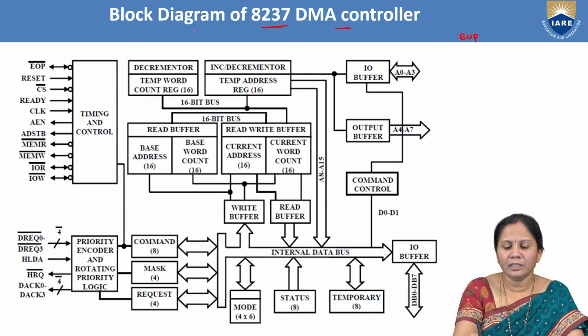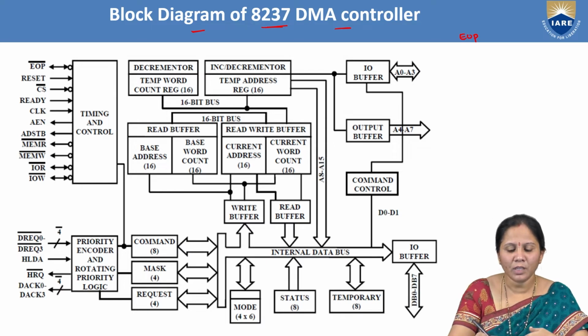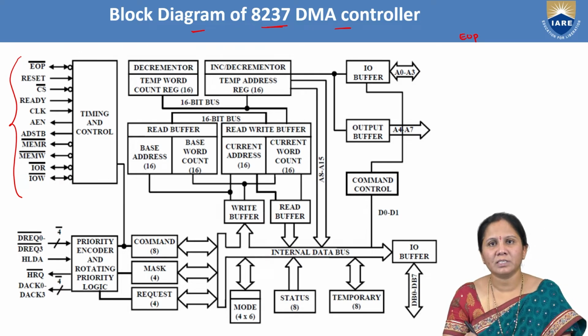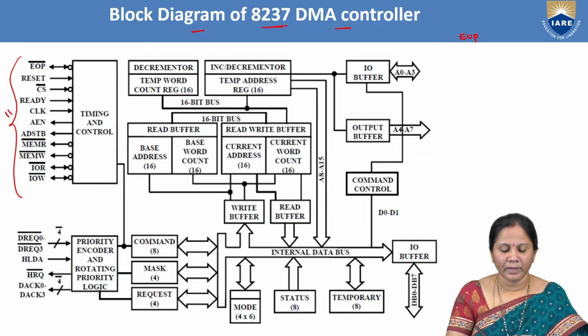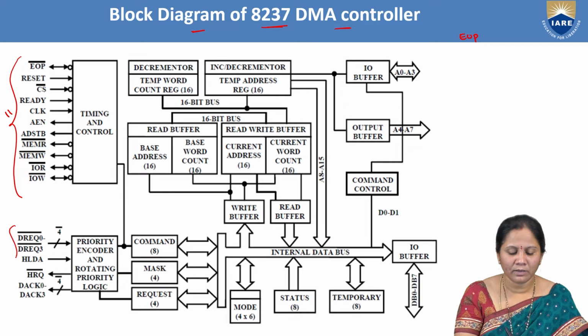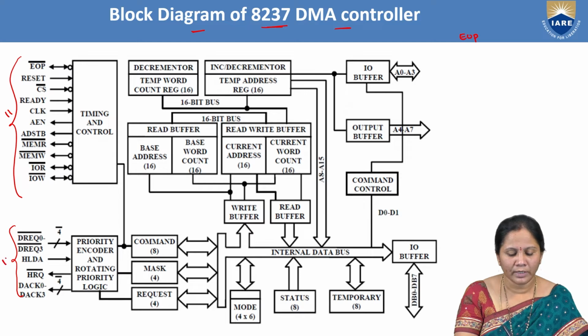If you see here in this block diagram, we can observe all the 40 pins of this 8237 that we discussed in the previous session. Here it consists of a timing and control block. To this timing and control block we have different signals; totally there are 11 pins. And here we can see another block which is called the priority encoder and rotating priority logic. For this also we have different signals, a total of 10.